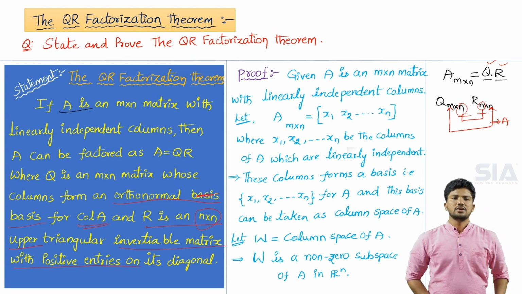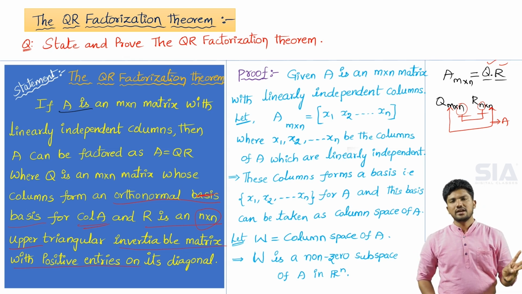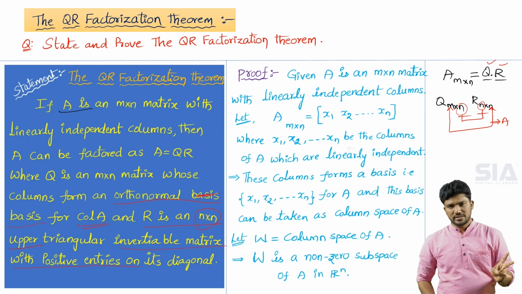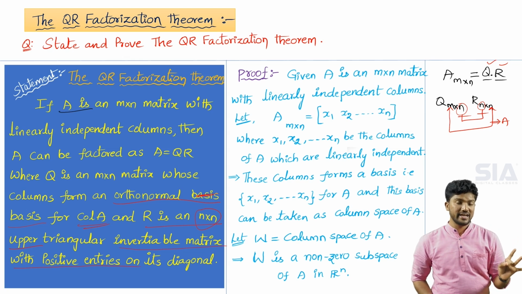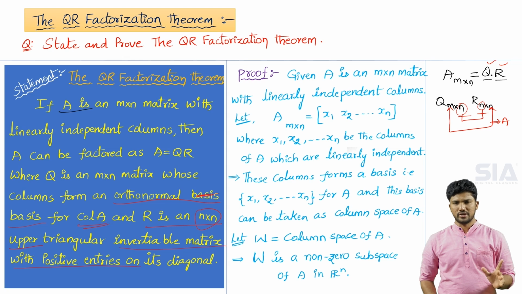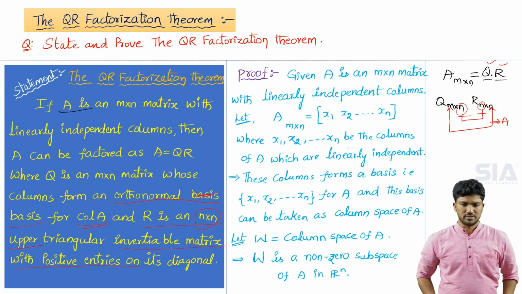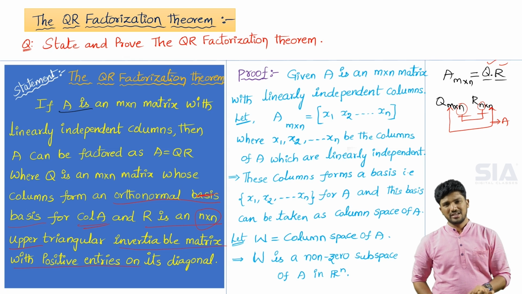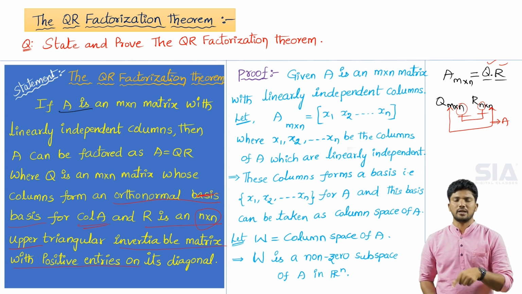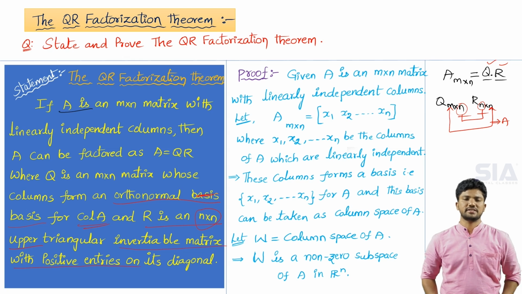So those are the three properties of capital R. It is a square, upper triangular, invertible matrix with positive entries on its diagonal. Q has orthonormal columns, and these orthonormal columns form a basis for the column space of A. So this is the statement of the QR factorization theorem.